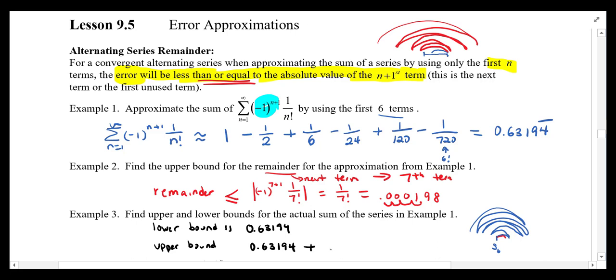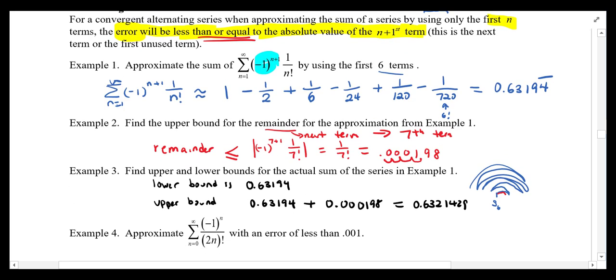So my upper bound would be the sum of the first 6 terms plus the actual maximum error that I calculated from example number 2, 0.000198. And that is equal to 0.63214229. Okay. So if I ask you for the upper and lower bounds, you can just look at the sum and then use the remainder to help figure out the other one.